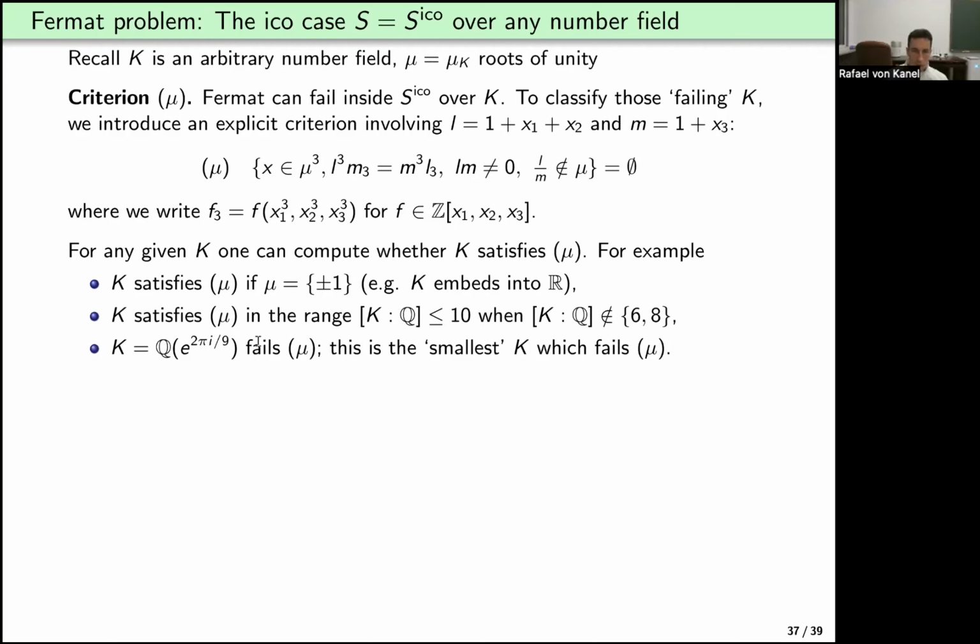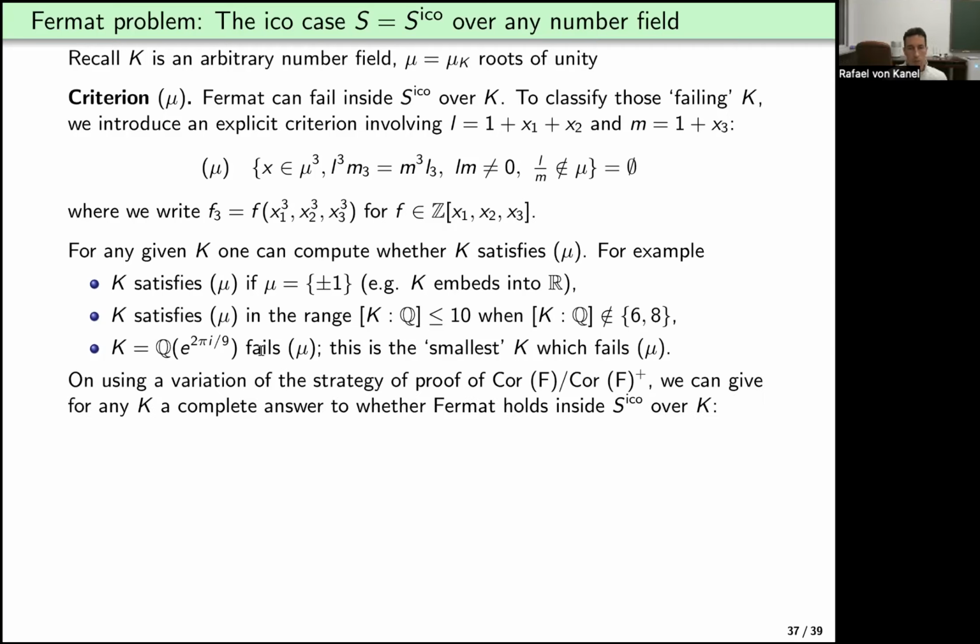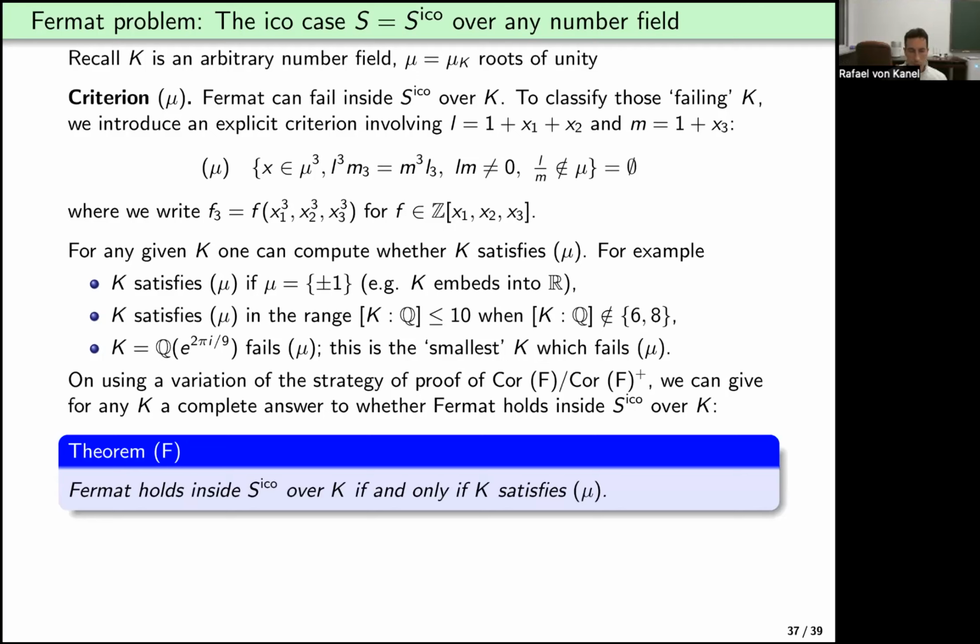Then also, the smallest field where this criterion fails is when we look at the 9th root of unity and then look at the field generated by it, and this fails this criterion mu. And then using a variation of the strategy of our proof of corollary F and corollary F plus, we can actually, for any number field, give a complete answer to this Fermat problem, or whether the Fermat holds inside S ico over K. So we obtain the following theorem F.